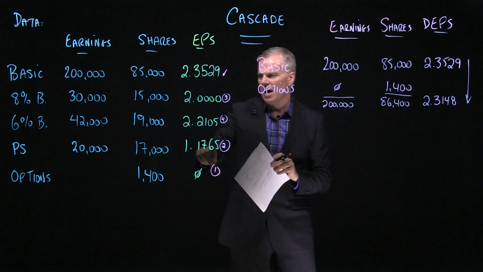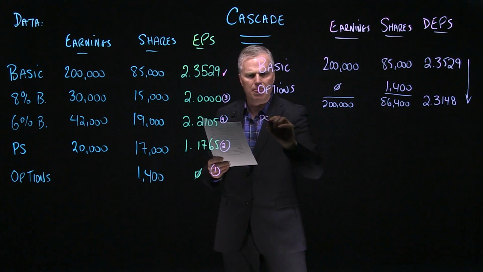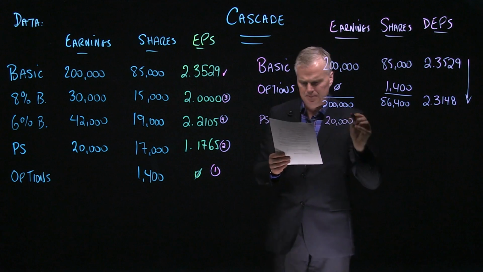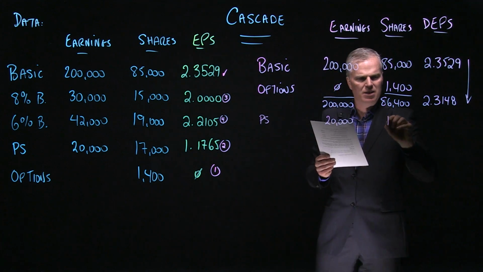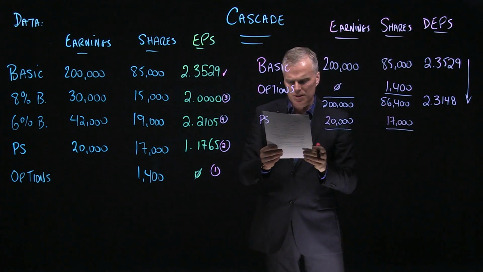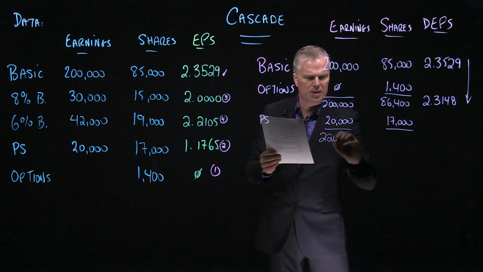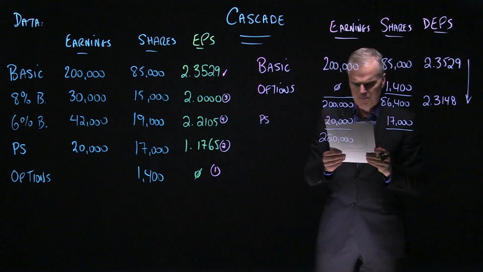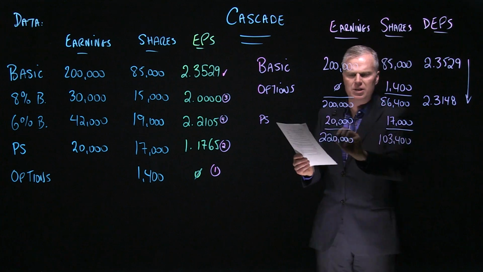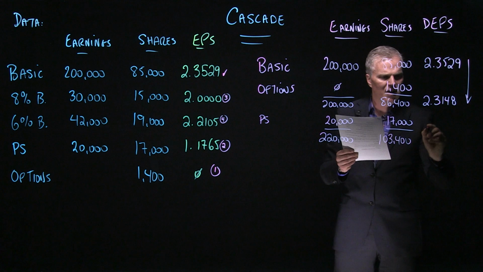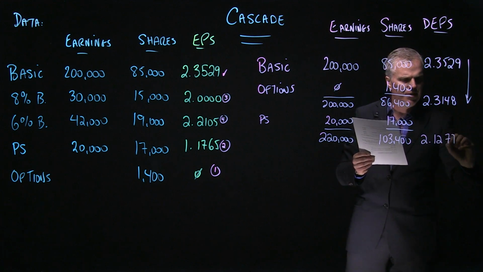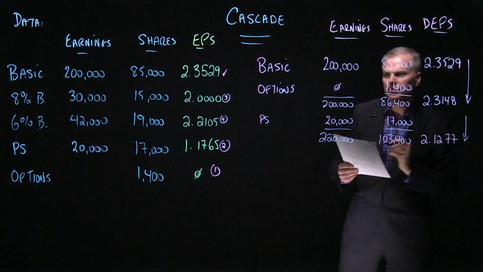Let's go to number 2 now, and that is my preferred shares. Let's put that information in. 20,000, 17,000, and again, recalculate it every single time. 220,000. 103,400, and of course take this number and divide it by that number. I'm now at 2.1277. Again, it's going lower.